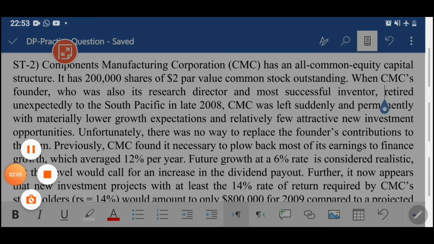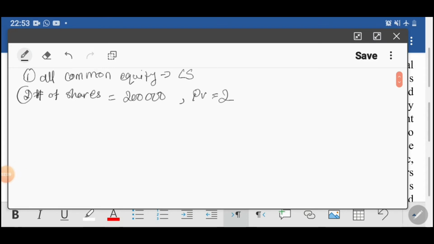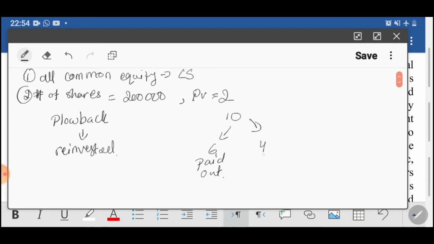Now what exactly is flow back? Flow back is the amount that is being reinvested in the business. For example, if the business's earnings are 10 and out of this 6 is being paid out to the shareholders, that is, 6 rupees of dividend is going to the shareholders and the remaining 4 is being retained in the business. So this amount that is being retained is called the flow back, and the amount that is being paid out to the shareholders is called the payout. Okay, so this is a terminology that you should know. Flow back simply means how much money is being reinvested in the business itself.